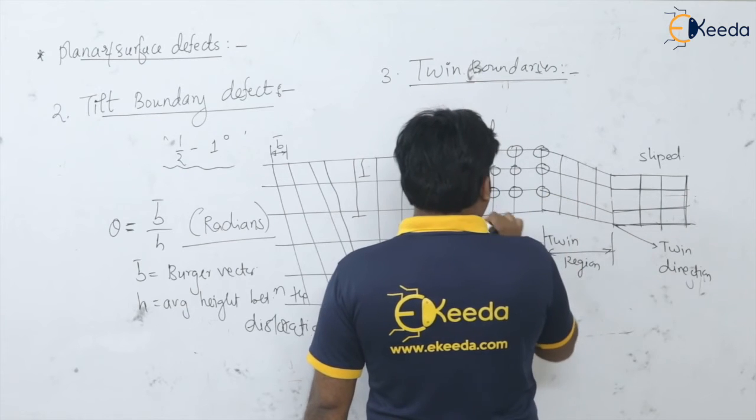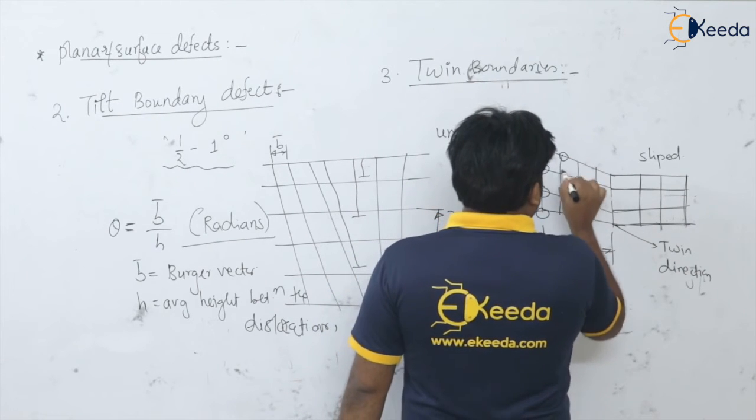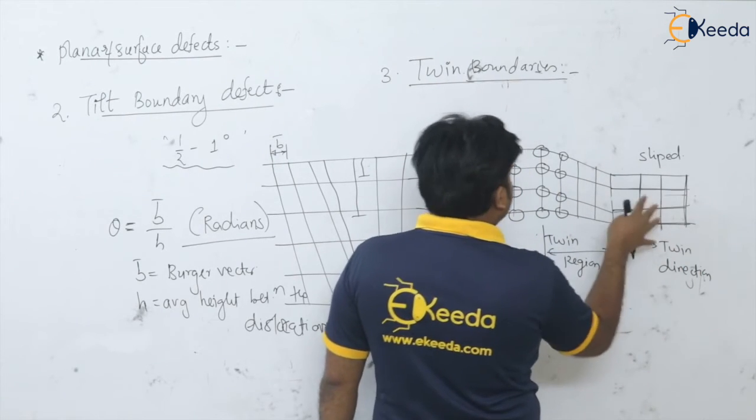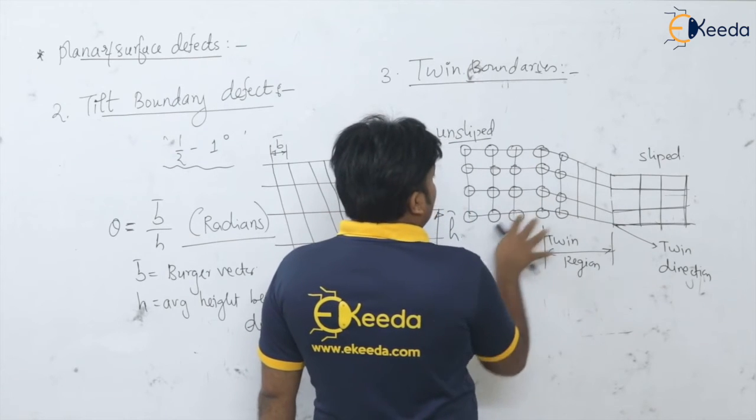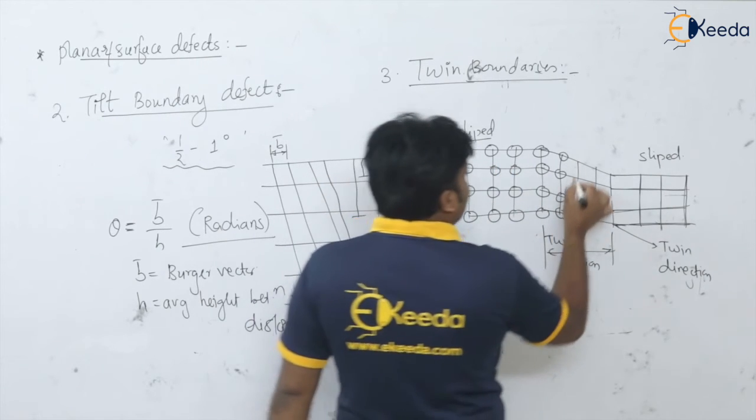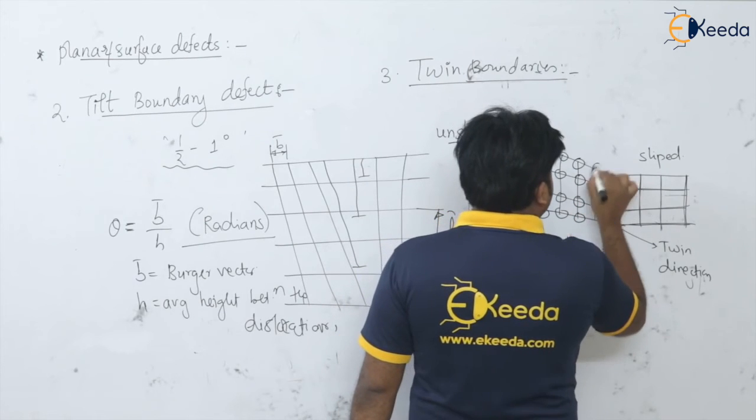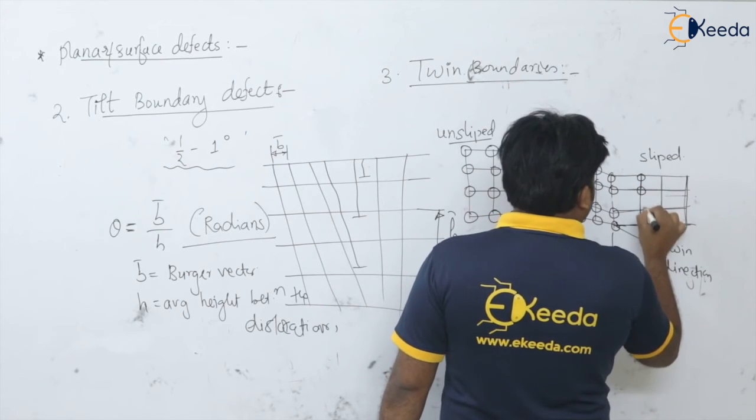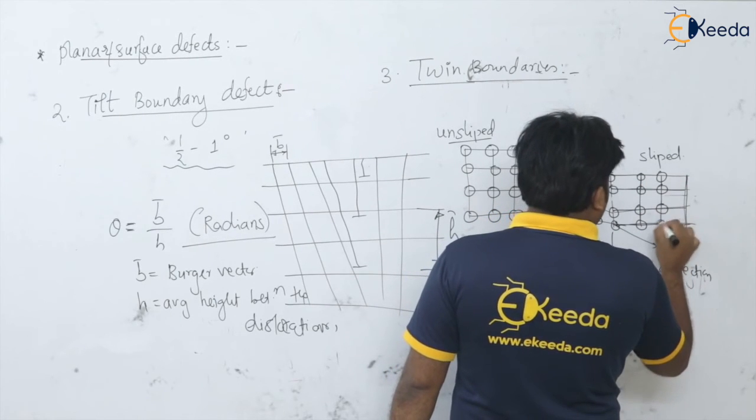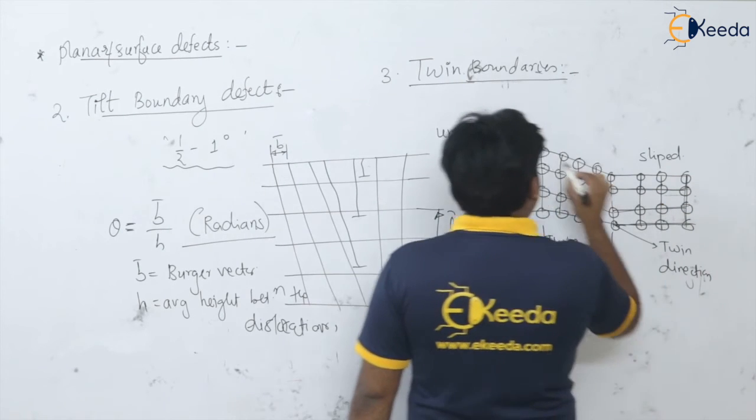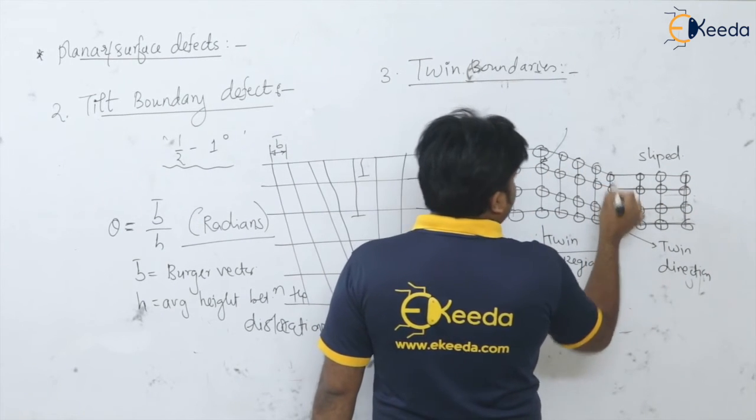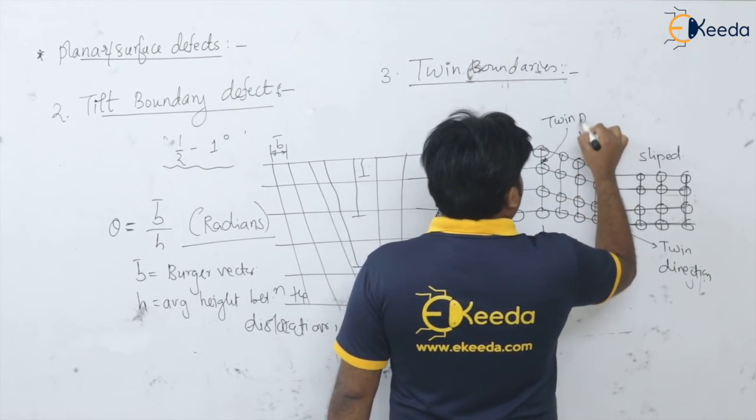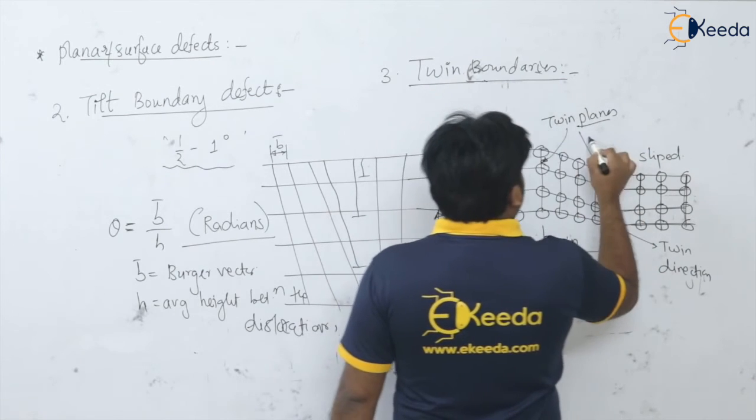So when the force is applied, the atomic arrangement in the slipped region is exactly the mirror image of the atomic arrangement in the unslipped region. So this is the twinning, and these are the two planes along which this slip has occurred or this twinning has happened. See, these two are the twin planes, which are nothing but the twin boundaries.